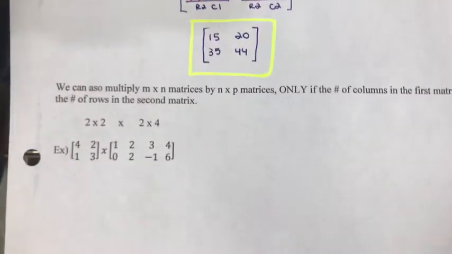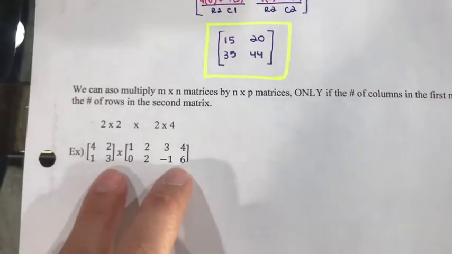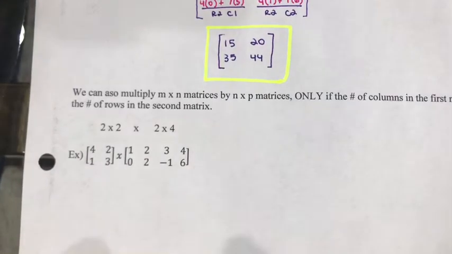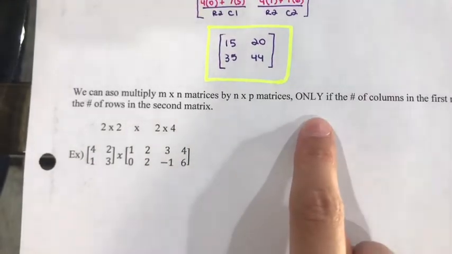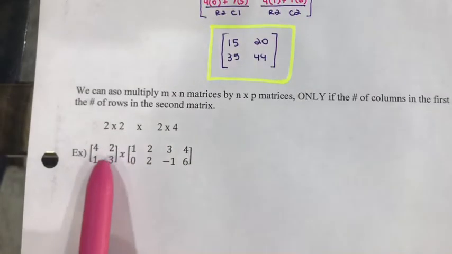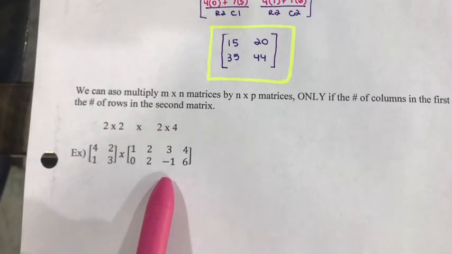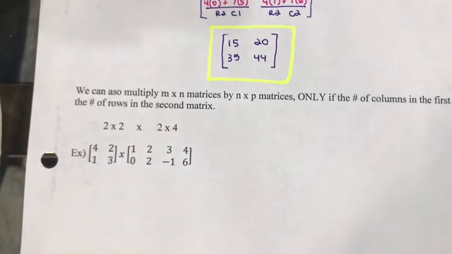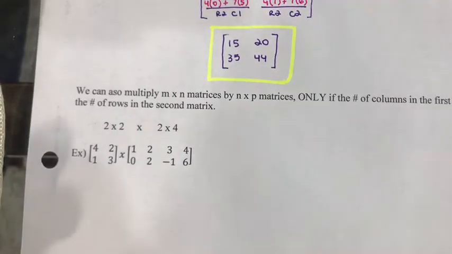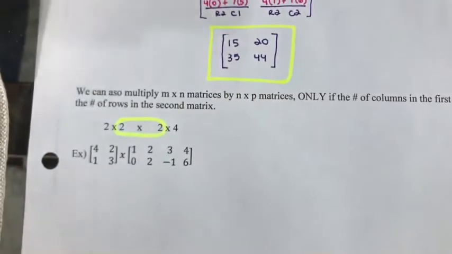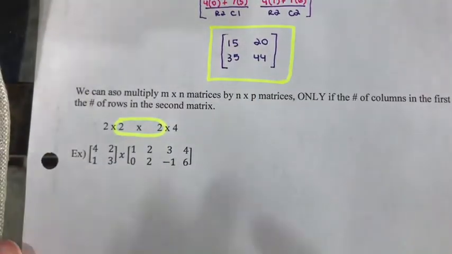Now what if we have two matrices that aren't the same size? Now the key is that you can only multiply two matrices in certain cases. Notice the first one's a 2 by 2, the second one's a 2 by 4, 2 rows, 4 columns. You can only multiply if the middle numbers are the same. That is the only way it's going to work.